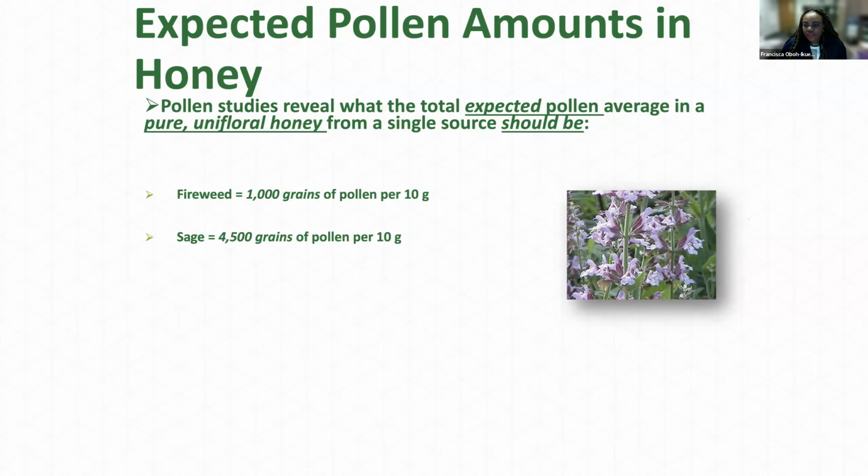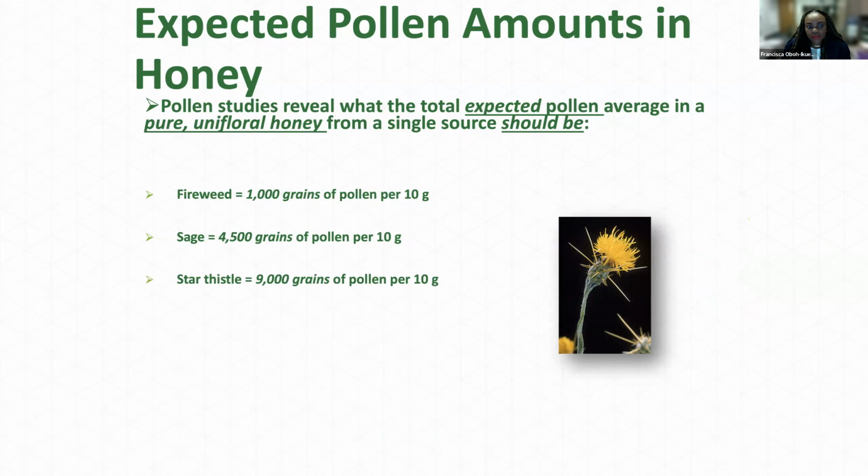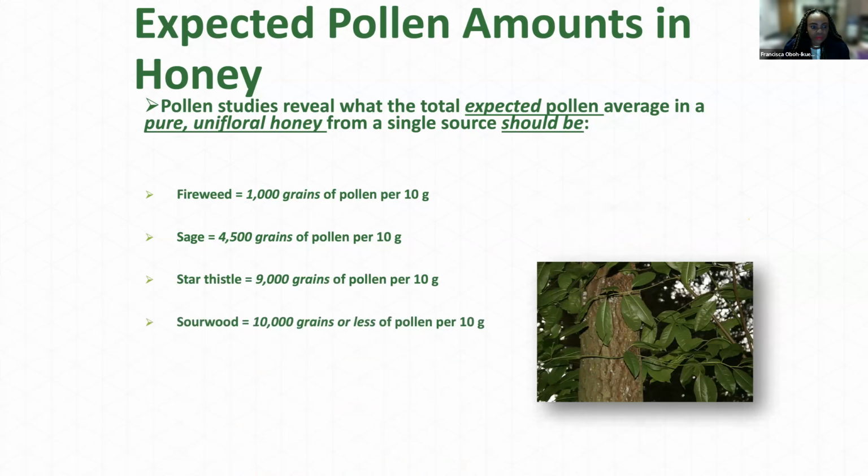In sage, which is a herb often used for cooking, we have 4,500 grains of pollen per 10 grams. In star thistle, 9,000 grains of pollen per 10 grams. In sourwood, 10,000 grains. So you can see the values going up per 10 grams.